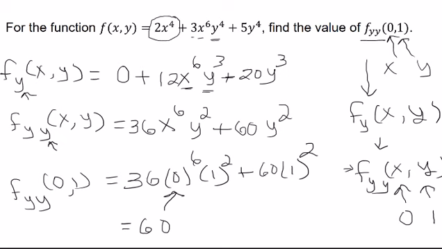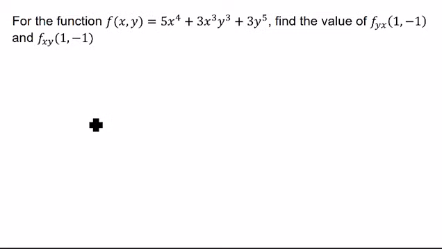Okay, one last example here. The third example says for the function f of x comma y equals 5x to the 4 plus 3x cubed y cubed plus 3y to the 5. Find the value of the second order partial derivative f sub yx at 1 comma negative 1. And there is an extra term here which I'm going to leave as an exercise for you later. So I'm just going to work on this one.